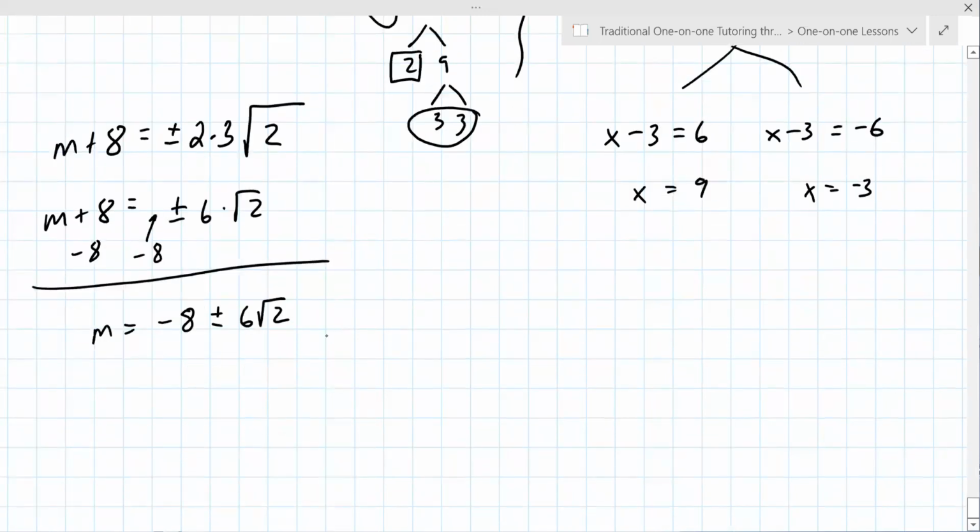It's not great. Here's what this is. It's minus 8 plus 6 square root 2, and minus 8 minus 6 square root 2. You can't just make the 6 square root 2 become 3, because the 6 is multiplying the root 2, and the minus 8 is adding and subtracting. Order of operations: once you get the square root of 2, then you have to multiply it by 6. Yes.